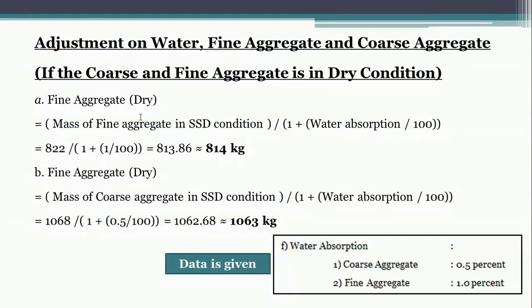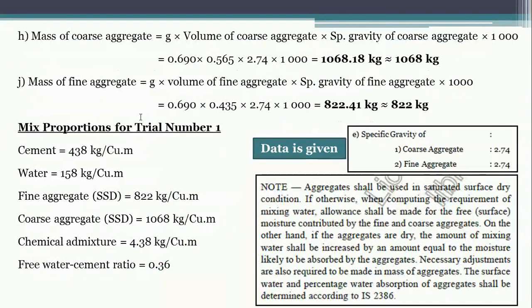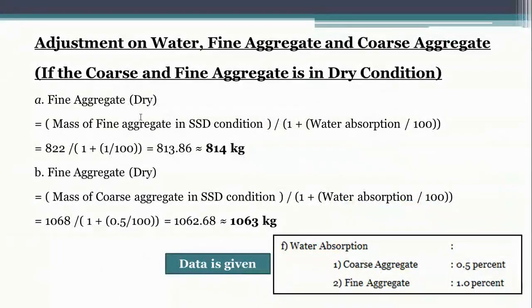That nil indicates it is in the dry condition. If it is in wet condition, they will give some value in the question only. Now we have found the fine and coarse aggregate in the first trial for SSD condition. Now we have to adjust based on the dry condition. Those values have to be adjusted for the dry condition, so that we have done here.